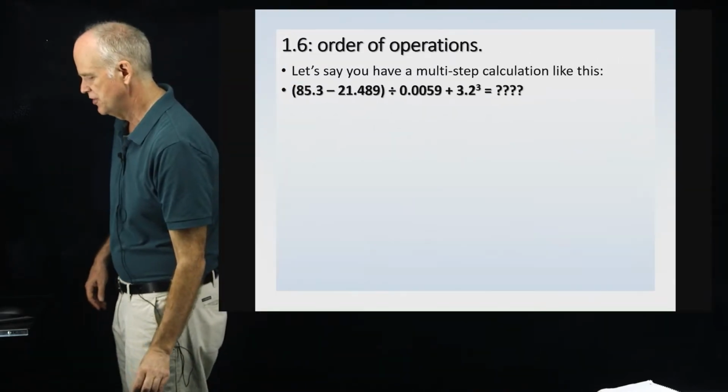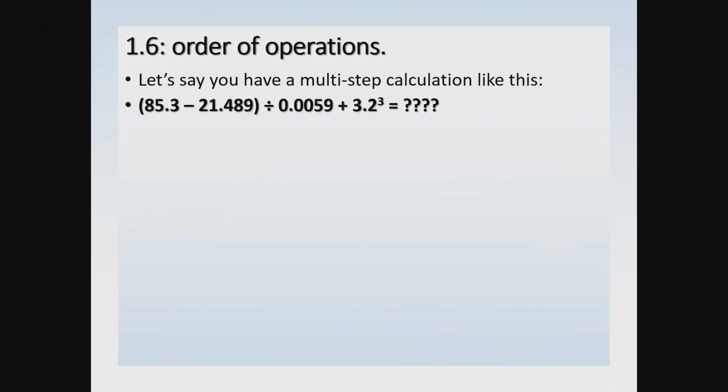So let me show you what the problem we're facing is here. Let's say you have a multi-step calculation like this. You can see that in parentheses there is a subtraction followed by a division and then an addition of a number with an exponent. So the question you might ask yourself is, what do I do first? Do I do the addition first? Or do I take that number to the exponent first? Or do I do something in the parentheses first?